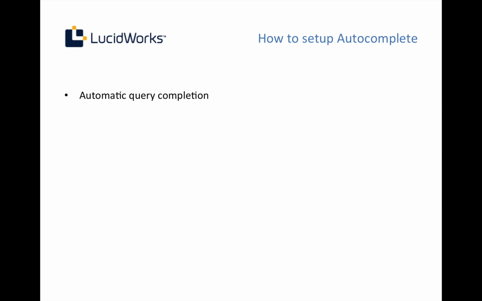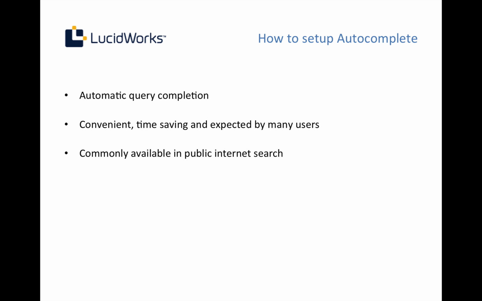Autocomplete refers to a predictive attempt at completing a search term before the user finishes typing it into the search box. It's a convenient, time-saving feature of public internet search engines like Google that we all use every day, and users often expect similar functionality from enterprise search.